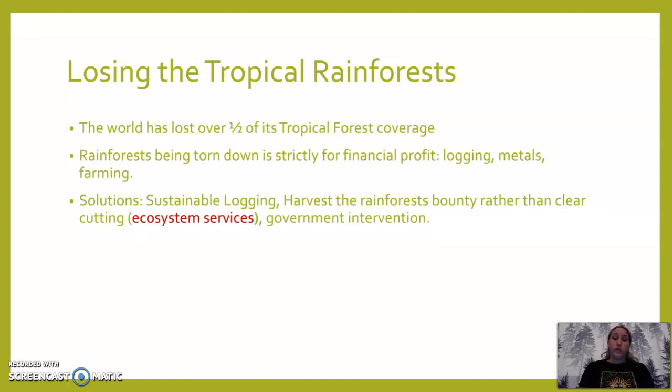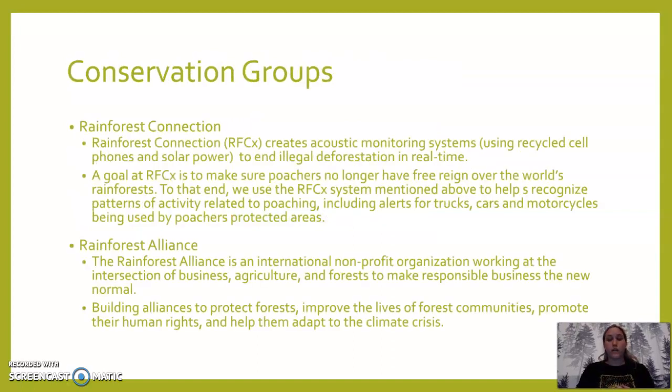Solutions to those problems are sustainable logging, harvesting the rainforest bounty rather than clear cutting, which is called ecosystem services, and then government intervention. Some conservation groups, and this is only two of them, there are plenty more.